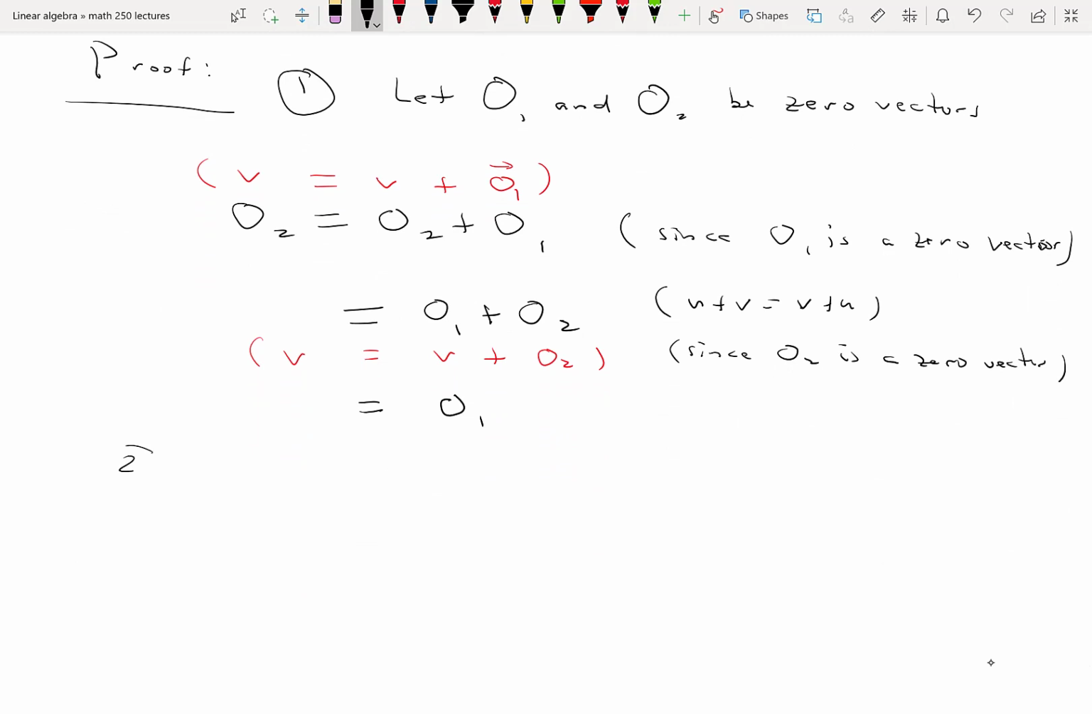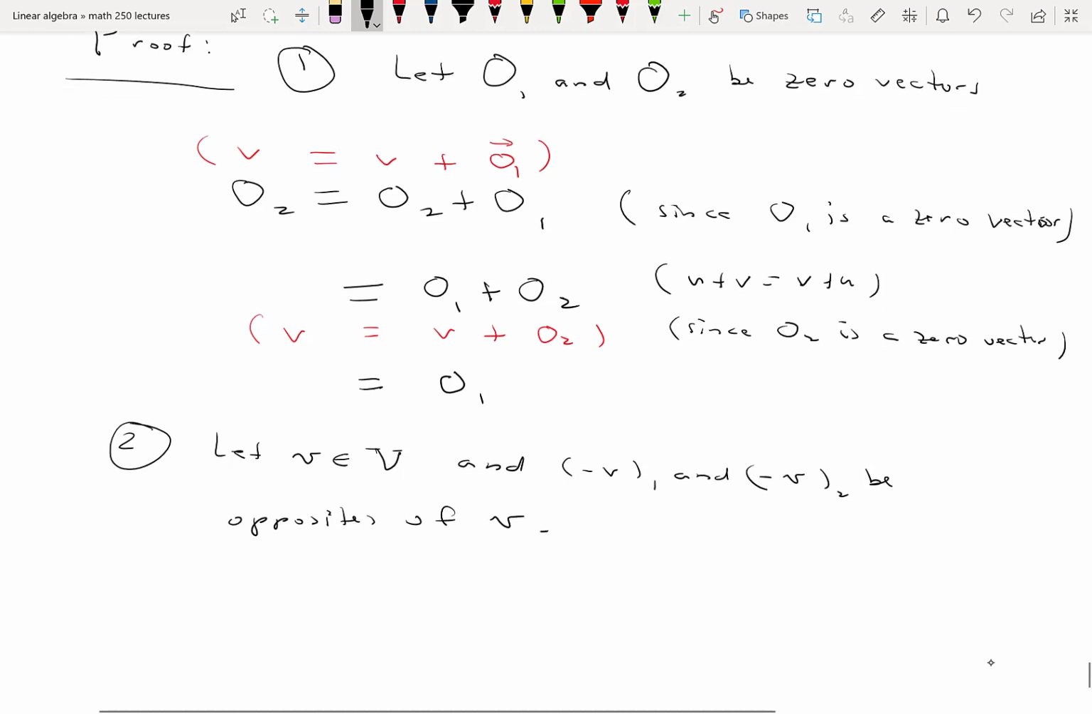Proof of 2. I want to show that opposites are unique. So pick something out of the vector space. Let v be in the vector space, and let's assume we have two different opposites of v. Let the opposite of v sub 1 and the opposite of v sub 2 be opposites of the vector v. I want to show that they're equal to each other.